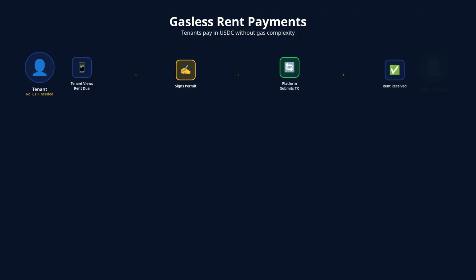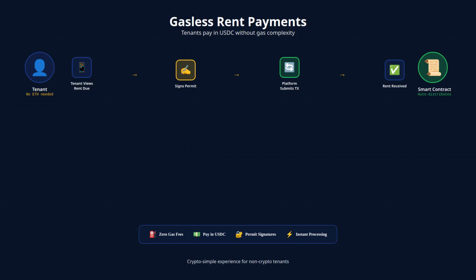Tenants pay rent in USDC without ever touching cryptocurrency complexity. Using permit signatures, tenants authorize rent payments that the platform submits on their behalf, completely gasless. No ETH required, no wallet funding, no failed transactions. Tenants simply approve the payment in their wallet, and the system handles the rest.